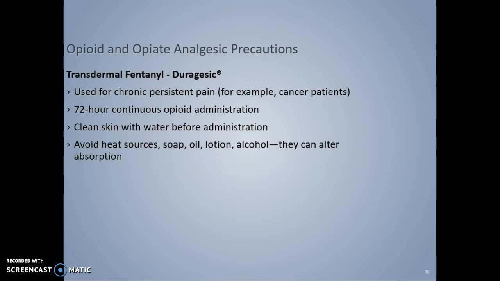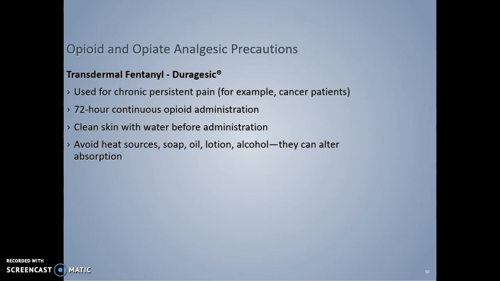There's a transdermal fentanyl, and it's important to know these things. It's used for chronic persistent pain. Remember, we said chronic is something that usually lasts longer. So it gives an example of cancer patients. 72-hour continuous opioid administration. So that means it is going transdermal into the skin, and it is good for the 72 hours. You have to make sure that you clean the skin with a water base and water before administration, and you avoid heat sources, soap, oil, lotion, and alcohol, because they can actually alter the absorption of this medication.